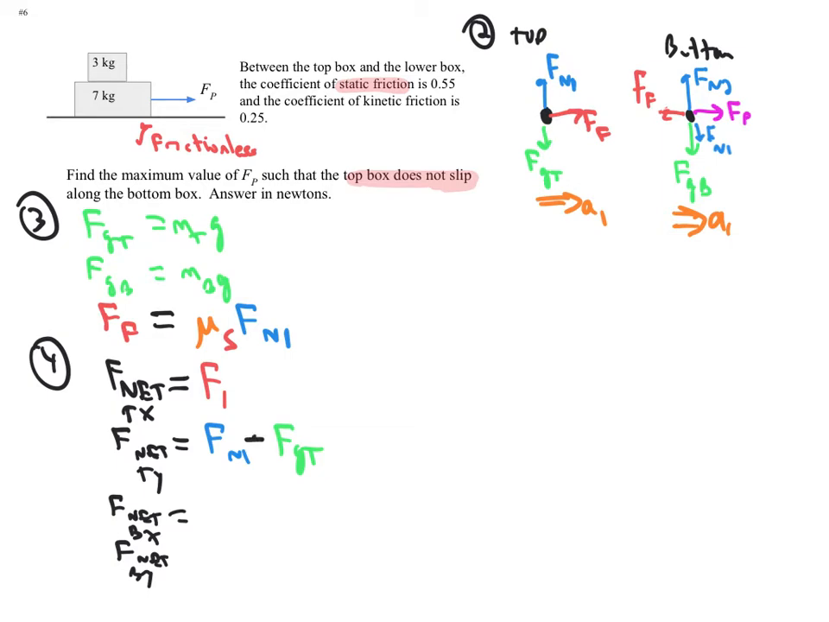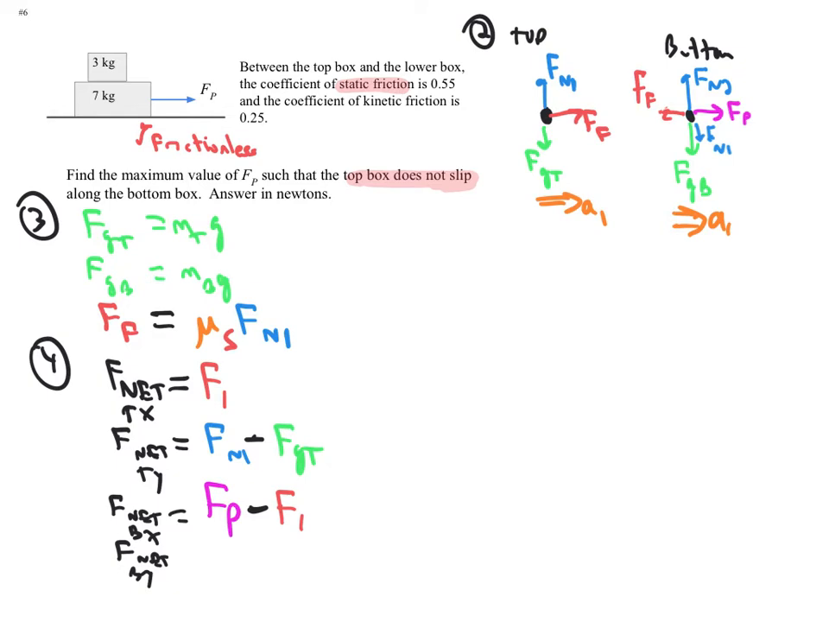If we look at the bottom guy, there's a forward force, which is Fp, and a rearward force, which is Ff. So we end up having Fp pointing one way and F1 pointing the other way, and then a minus because they go in different directions.